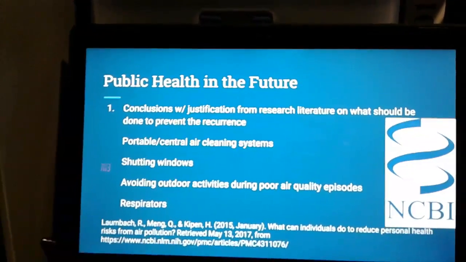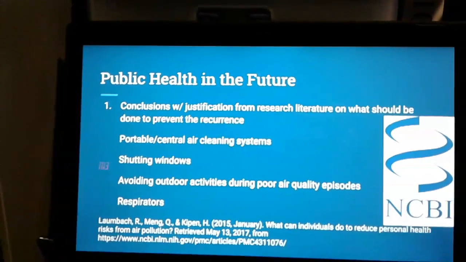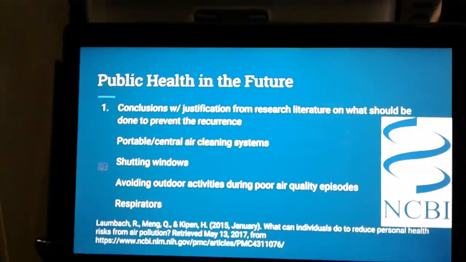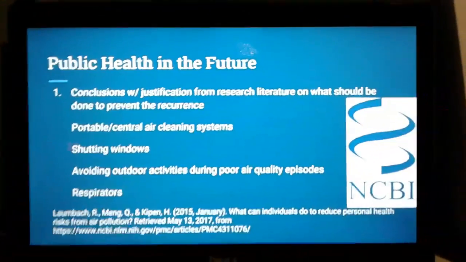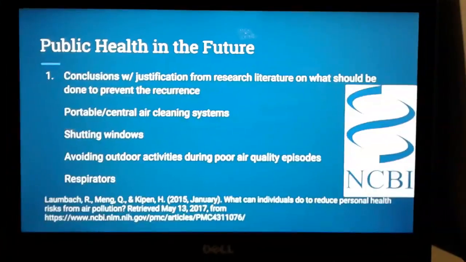Wearing respirators can also be a good way to regulate the amount of air pollutant intake, which is more common in urban areas where they have a lot of industrial factories and more air pollution.